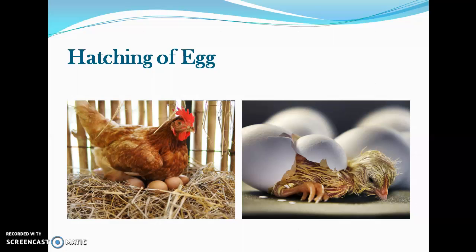Okay, you now see the hatching of egg. I have given you two pictures. In one picture, hen is sitting on the eggs, so that hen is keeping the eggs warm. गरम करके रखते हैं इसको. तो when that egg becomes warm for so many days, they keep it for so many days, and during this process what happens, the baby develops inside the egg. Okay, and then the baby comes out when it becomes mature. It comes out by breaking the shell.